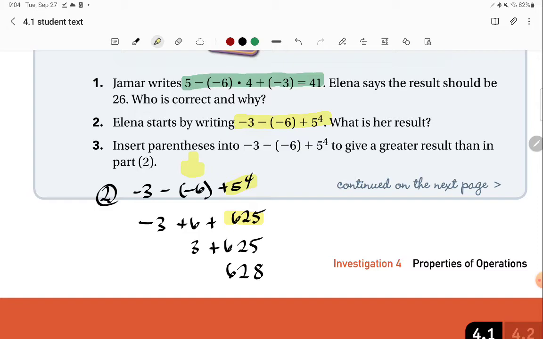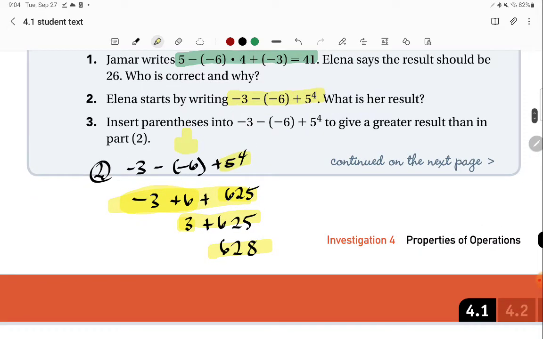And then you go ahead and do the exponents, and then once you're done with that, you look at what's remaining, you rewrite it, and it's all adding, subtracting. So now we add, subtract left to right. So the first thing we're going to do is take negative 3 plus 6, gives us 3, and then 3 plus 625, that gives us 628.